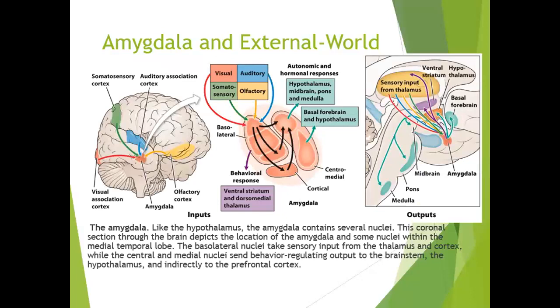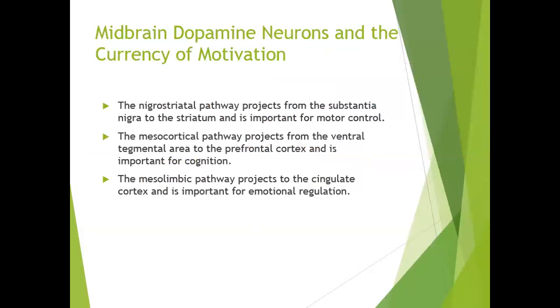This picture shows the amygdala, which contains several nuclei. This coronal section of the brain depicts the location of the amygdala and some nuclei within the medial temporal lobe. Basolateral nuclei take sensory input from the thalamus and cortex, while the central and medial nuclei send behavior-regulating outputs to the brainstem, the hypothalamus, and indirectly to the prefrontal cortex.